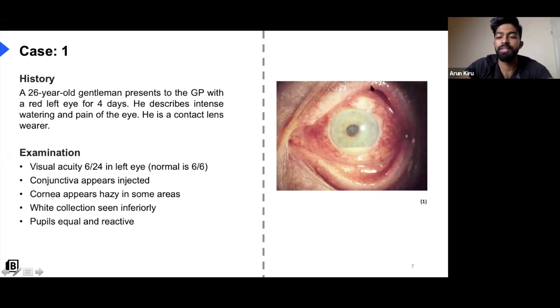The conjunctiva appears injected. So the conj is basically a transparent layer. You can't see it, but as you can see in my eye, for example, you've got the white part of the eye and then the colored bit. The conjunctiva is a transparent layer that reaches up to the colored bit. You can't see it except when it gets really red and inflamed, and that's called injection. So all this red stuff isn't the white part of the eye, it's actually the conj, the clear part. The cornea appears hazy. The cornea we know is this clear window at the front, and it's a bit hazy. There's a white collection seen inferiorly with a straight line, and the pupils are equal and reactive to light.